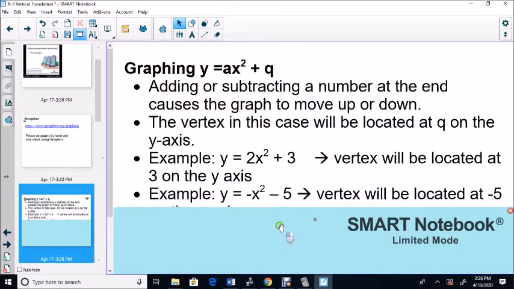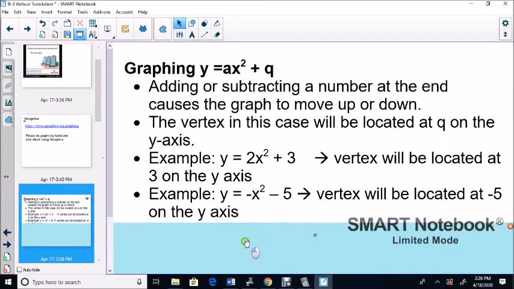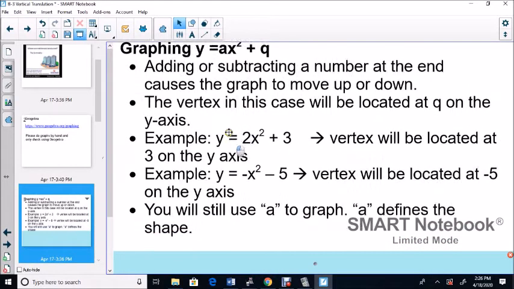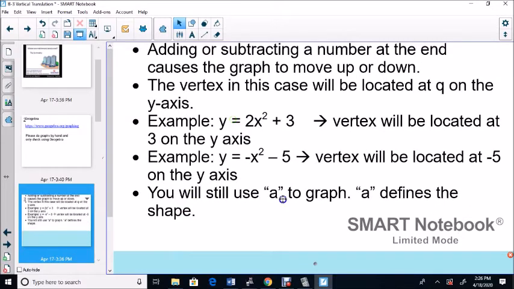Okay. Here's another one, y equals negative x squared minus 5. Don't worry about the a in the front. We've already talked about that. It's the same thing as before. The number, the negative 5, means the vertex will now be located at negative 5 on the y-axis. We'll show you some examples. You will still use the a as before. So just like before, you'll still use a to graph. A defines the shape of the graph.